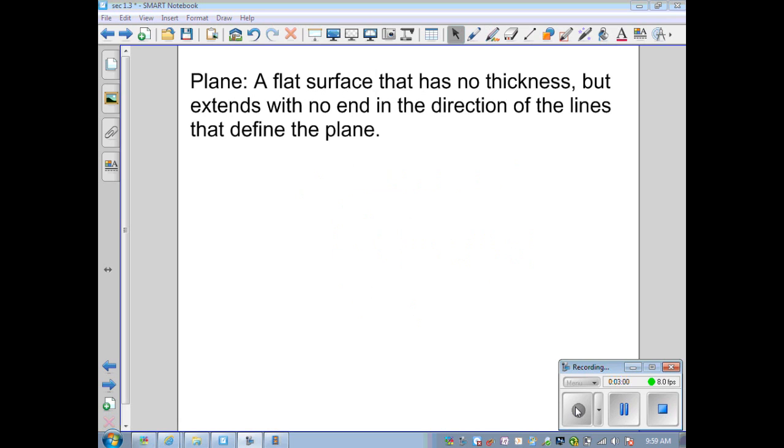Our next term, plane. A plane is a flat surface that has no thickness, but extends with no end in the direction of the lines that define the plane. In geometry, we usually represent this by a four-sided figure. It can be a three-sided or five-sided figure or multiple sides. And we also label this a capital letter. So this would be known as plane M.